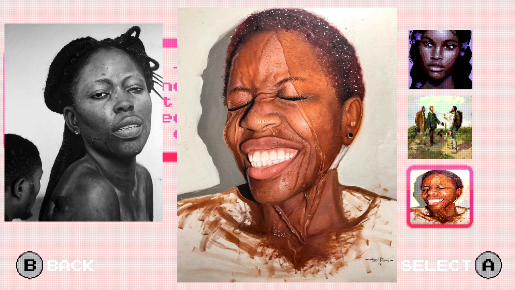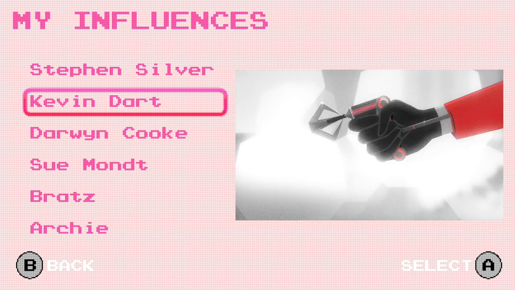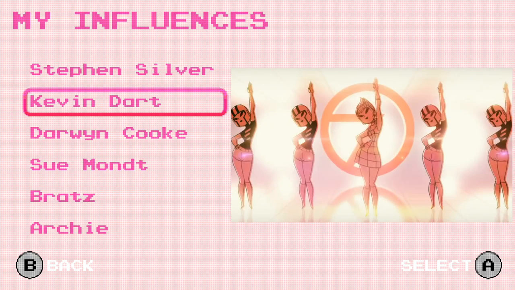Although I have a great appreciation for realism, like it's beautiful, it looks gorgeous, we can all agree on that. The people that I looked up to in the art world and that I wanted my work to resemble are people like Steven Silver, who is the character designer for Kim Possible, Kevin Dart, who I've actually made a video on, but the editing is just taking so long. He is a creative designer for Carmen Sandiego, amongst other amazing things that I would touch on in more detail in the video about him.